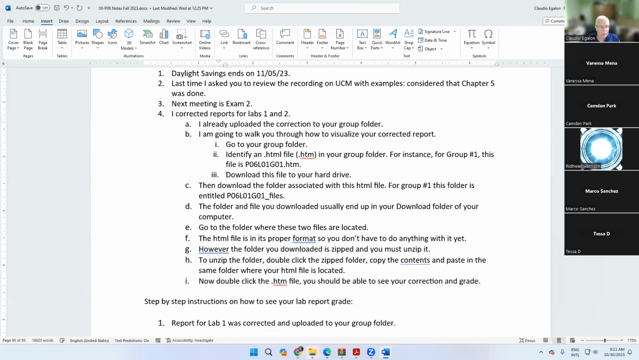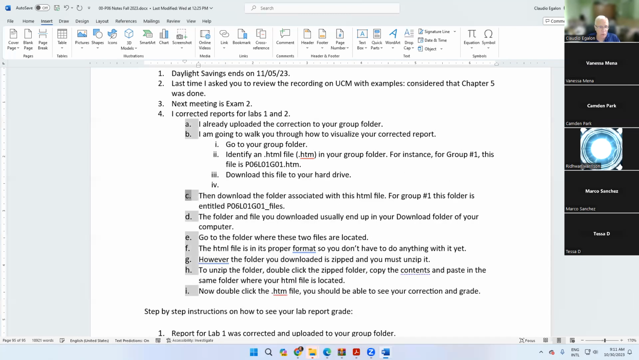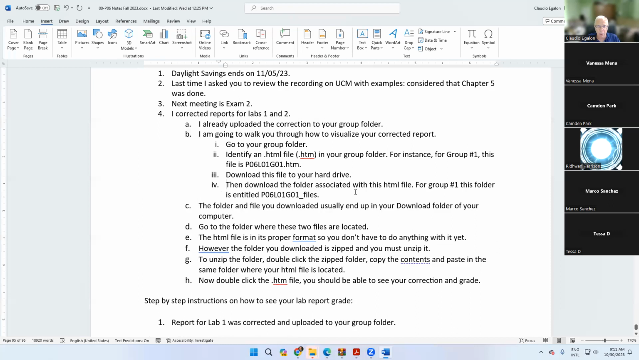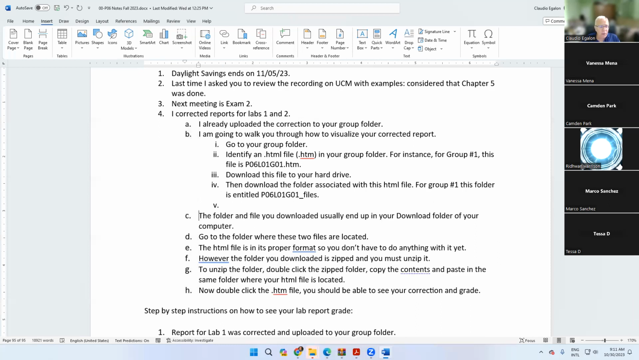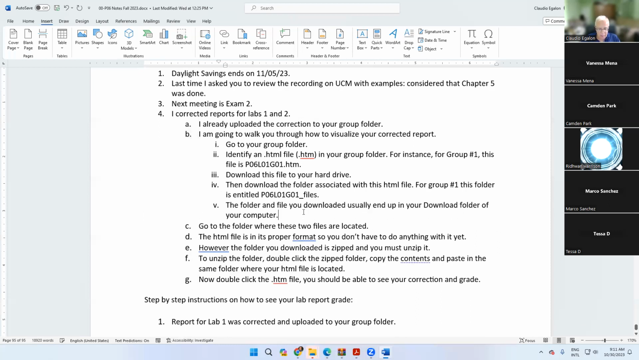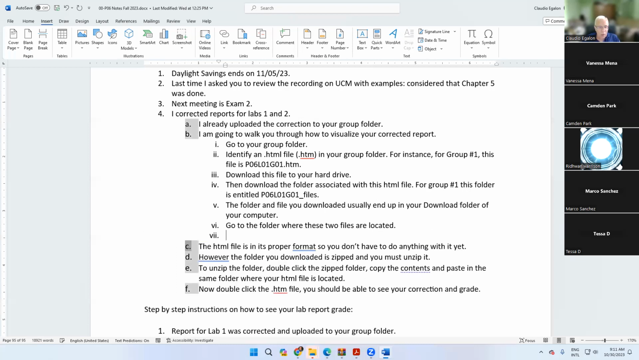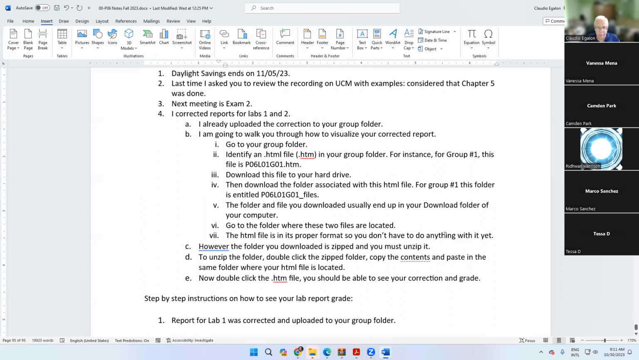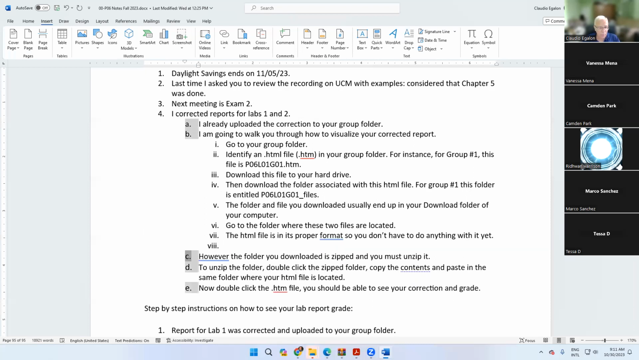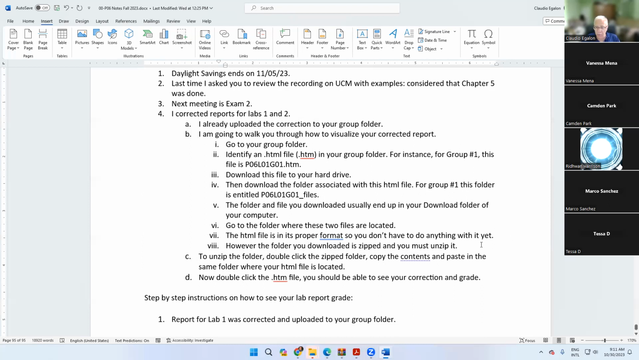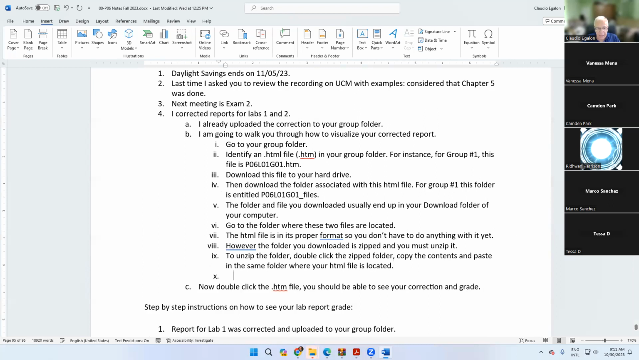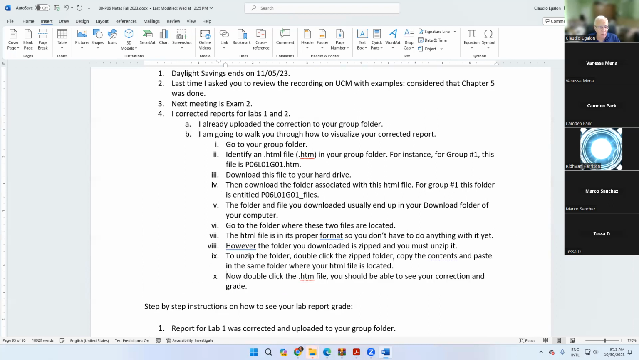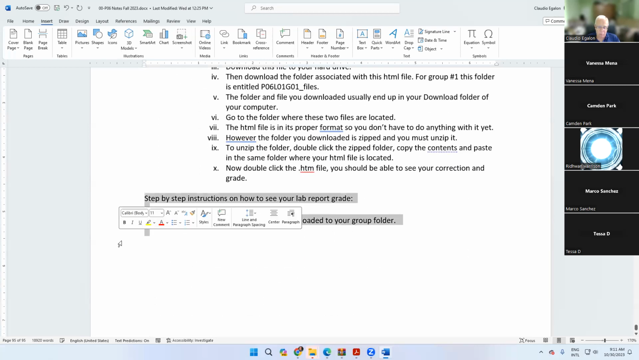Step-by-step procedure. That's the way I have been doing it for several years. It has been working very well. I have no reason to change. Students have been able to look at their correction all those years. And I did that for lab number 2 as well, right? You have to do the same steps for lab number 2, for the report of lab number 2.